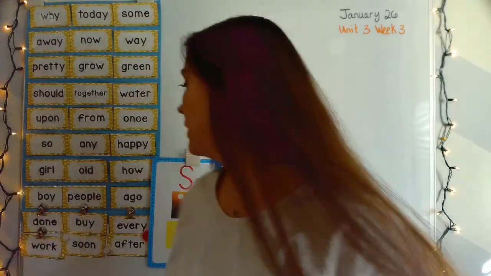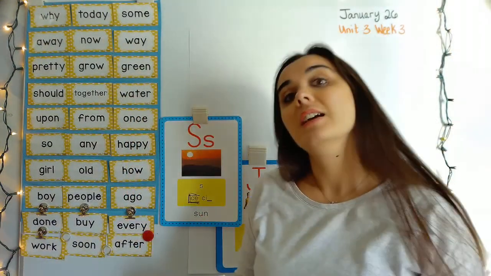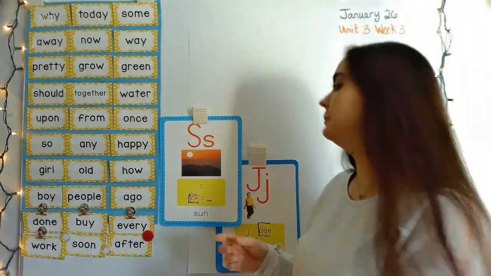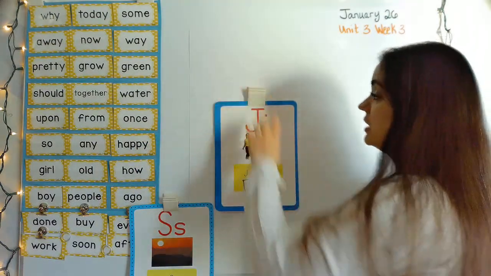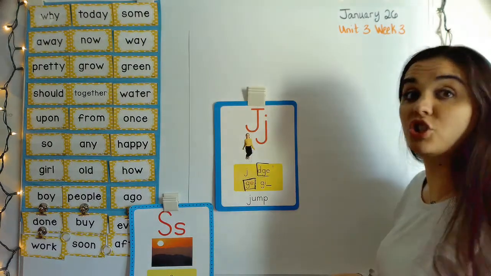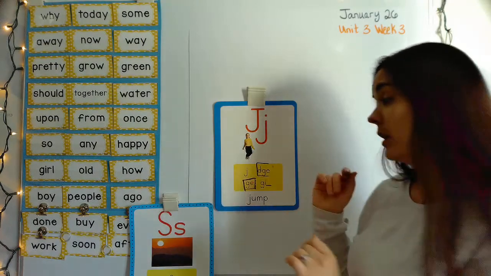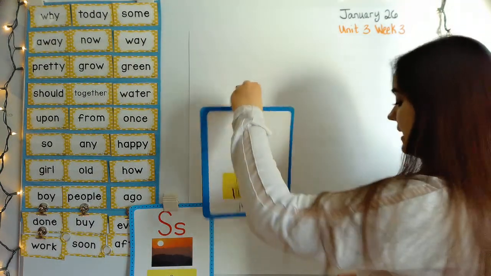So all this week we're working on the soft C sound, which is going to make that S sound, and that would be spelled with C-E. And we're also working on that soft G sound, which is going to make the J. The soft G can be spelled with D-G-E, only if it's at the end of the word, or G-E, which can come at the beginning or at the end of a word.